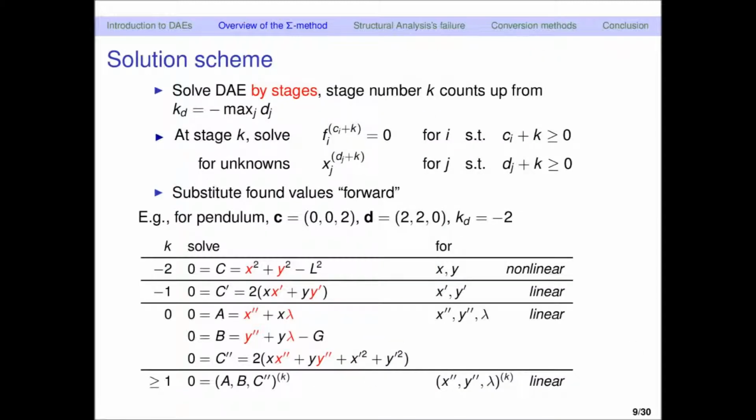From these offsets, we know how to come up with the solution scheme, in which we solve the DAE by stages. At each stage, we solve some equation for some variables or derivatives. So again, take the pendulum. In the first stage, -2, we solve this coordinate. Okay? And in the next stage, we take these known values, plug them in here, and we solve the velocities. And in the next stage, we solve a 3x3 linear system in terms of x'', y'', and lambda. For the positive stages, each system is linear, and we solve a 3x3 linear system.